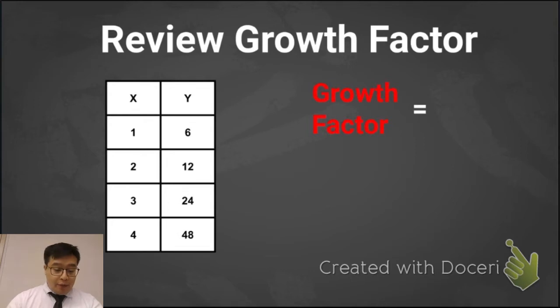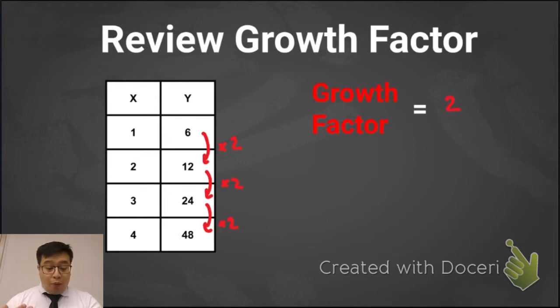So we need to think about what we multiply by to get from 6 to 12, what we multiply 12 by to get to 24, and what we multiply 24 by to get up to 48. So we know that the growth factor for this one is going to be times 2, because 6 times 2 is 12, 12 times 2 is 24, and then 24 times 2 is 48. So the growth factor is 2.